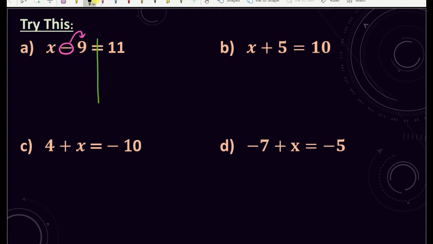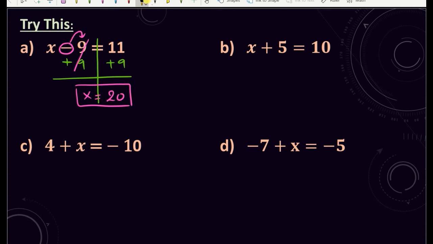So what we're going to do is add 9 on both sides. Then 9 will cancel each other out, leaving you x by itself. 11 plus 9 is 20. So x equal to 20 is the answer for part A.